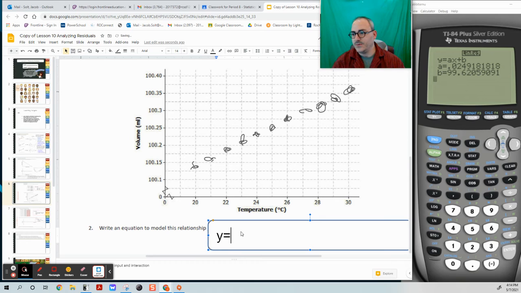Y equals A times X plus B. That's the format the calculator is telling me that this equation takes, and then it tells me what A is. A is 0.02, rounded to the nearest hundredths, and then plus B, it tells me what B is. B is going to be 99.662. All right, there is an equation I can use to model this line. If you need this slide more, you'll just pause it. I'm going to the next slide.